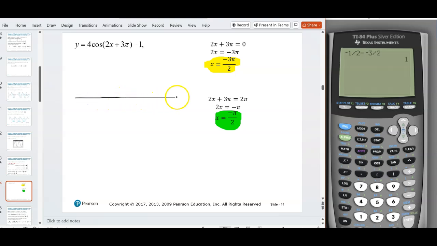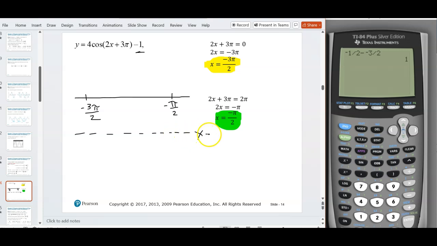So there's my number line. My new left end is negative 3 pi over 2. My new right end is negative pi over 2. After you get that, you want to get your midline shift. Our midline shift is negative 1, so instead of it being the x-axis, we're going to start from the line y equals negative 1. So I'm just dashing that in here. This is y equals negative 1.